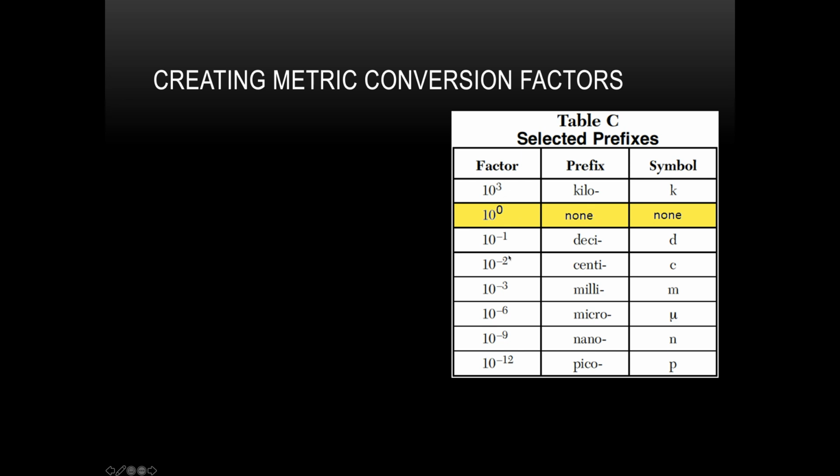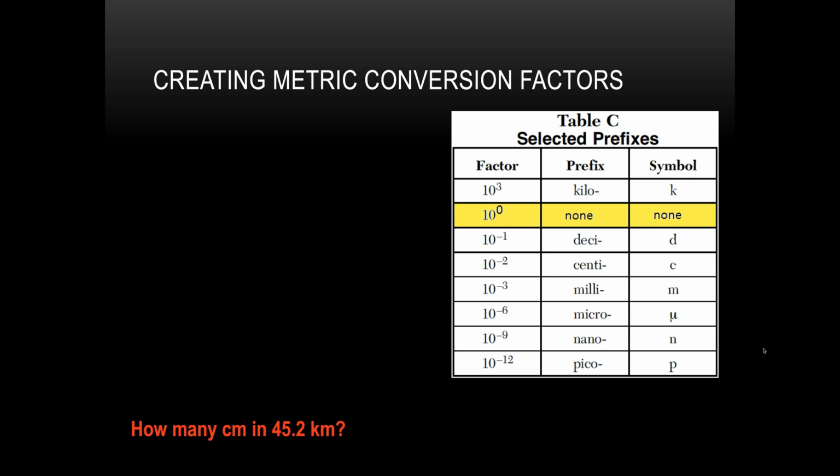And 4 powers of 10 is 10,000. And let's say you want to go from centi to nano, -2, -9, that's 7 powers of 10 difference. So that's a 1 followed by 7 zeros. So it's not that complicated.